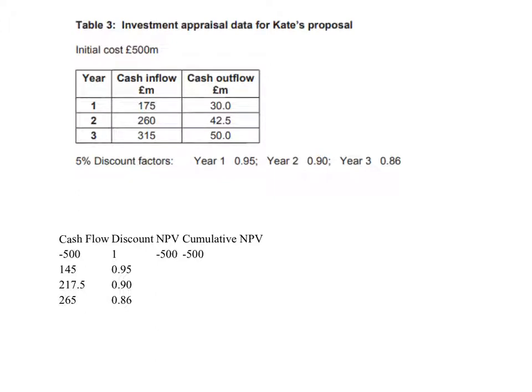So if you want to pause the video and have a go, if you're a little bit stuck on how to do it, I'll put the calculations to the side so you can work it out. So there you go, your net times your discount factor. So have a go, do your net present value first, and then you can work out your cumulative net present value from that. Right, so you should have your answers now. Let's check them to make sure they're correct.